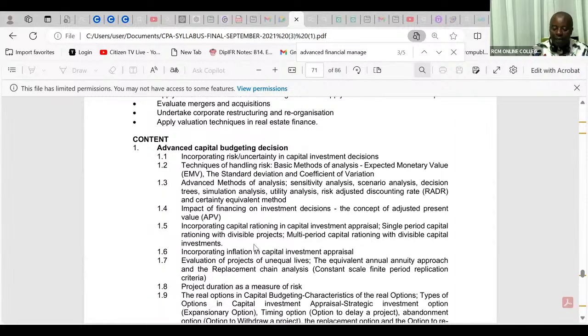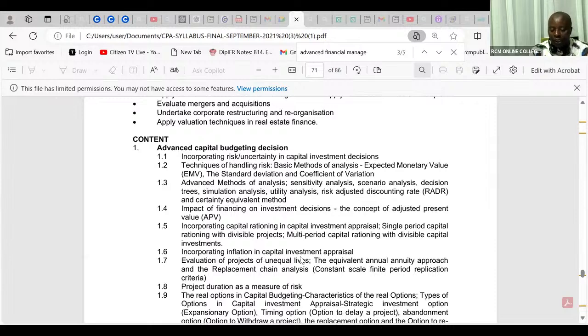Incorporating capital rationing in capital investment appraisals. To ration, ladies and gentlemen, is to limit. If, for example, you're limited in terms of capital, then how do you evaluate your projects, for example, using the profitability index? How will you be able, if those limitations are many, to make investment decisions using linear programming?